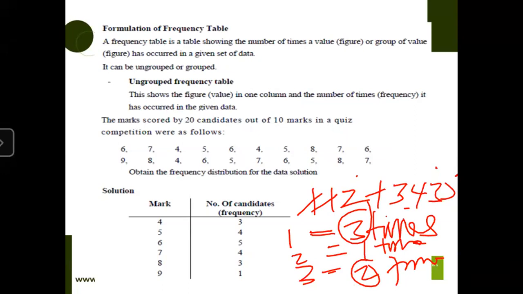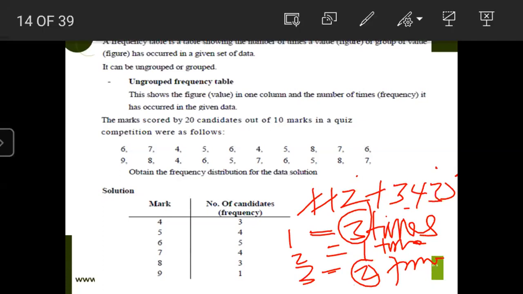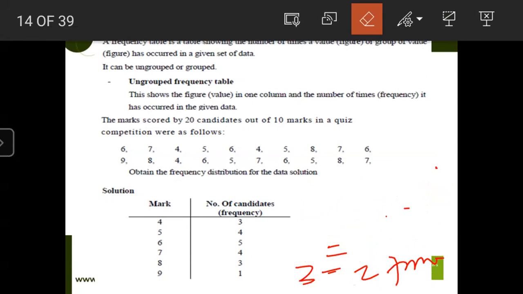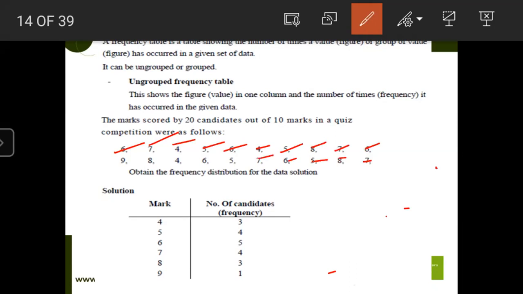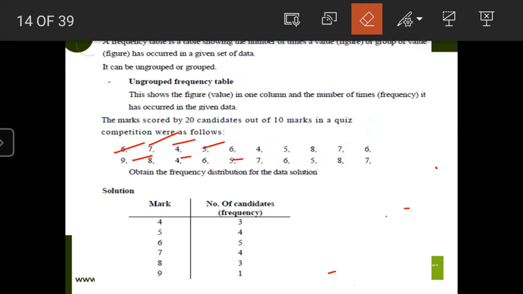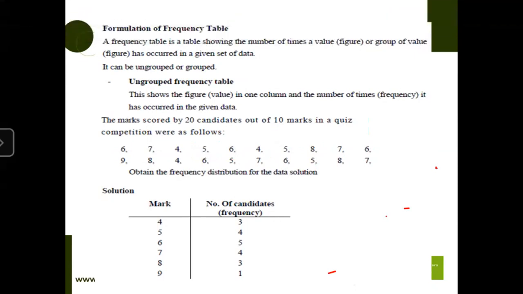Let's take, for instance, the marks scored by 20 candidates out of 10 marks in a quiz competition were as follows: 6, 7, 4, 5, 6, 4, 5, 8, 7, 6, 9, 8, 4, 6, 5, 7, 6, 5, 8, 7. That is the mark scored by 20 students out of the 10 marks. Count. Is the marks up to 20? 1, 2, 3, up to 20. As you can see, the mark is for 20 students. It must give you 20 because that is the information that is given.